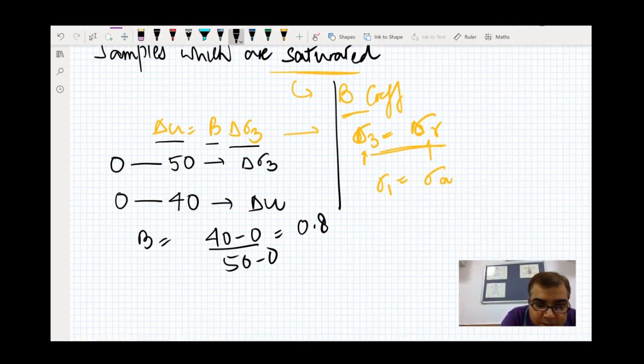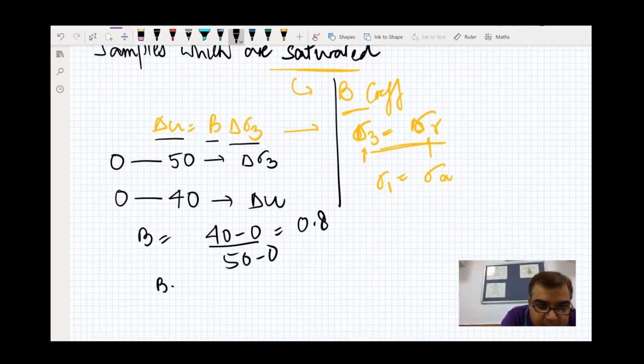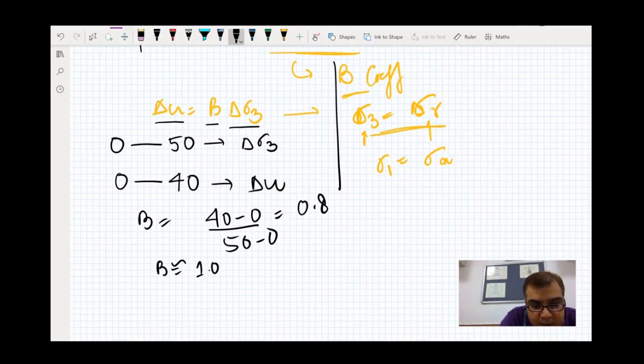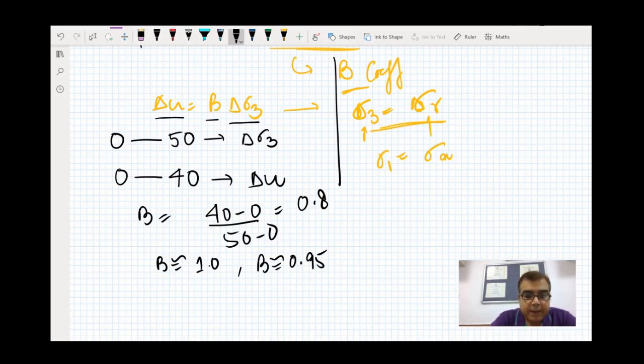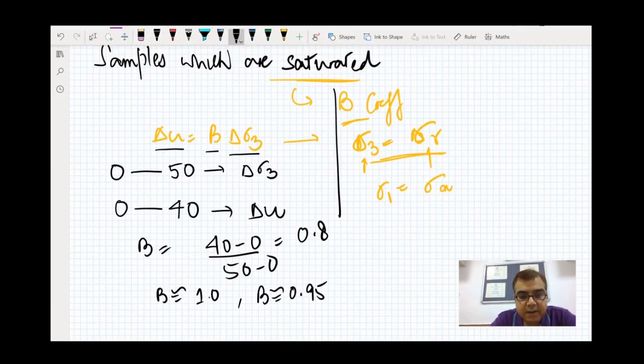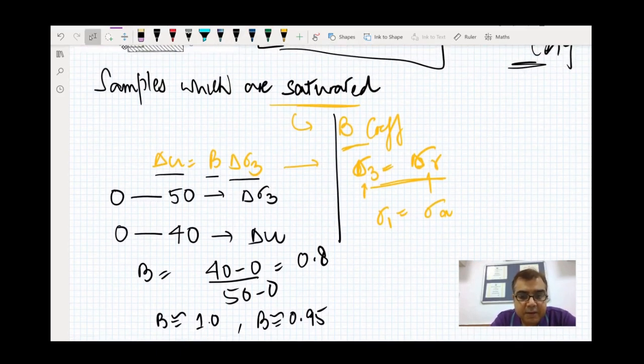Usually I would prefer a B value as close to 1 as possible, which ensures that the sample is saturated, but a B value of close to 0.95 is also accepted. If the value is acceptable, I can perform the test.